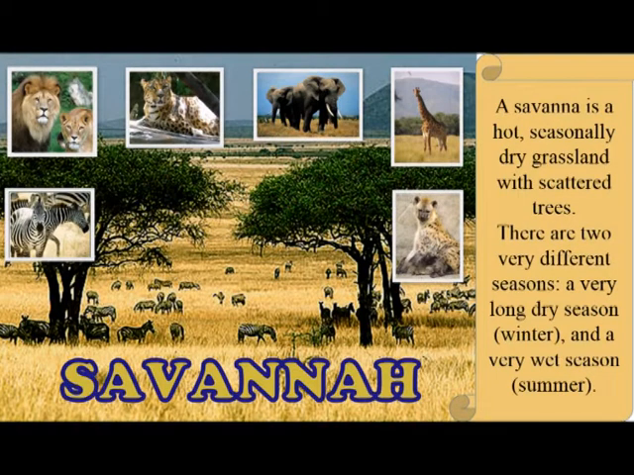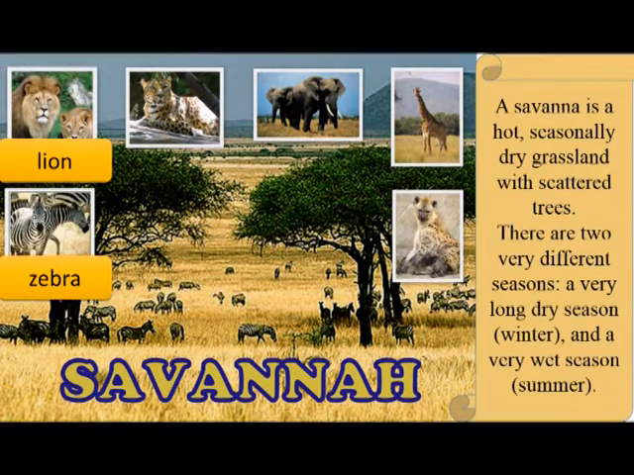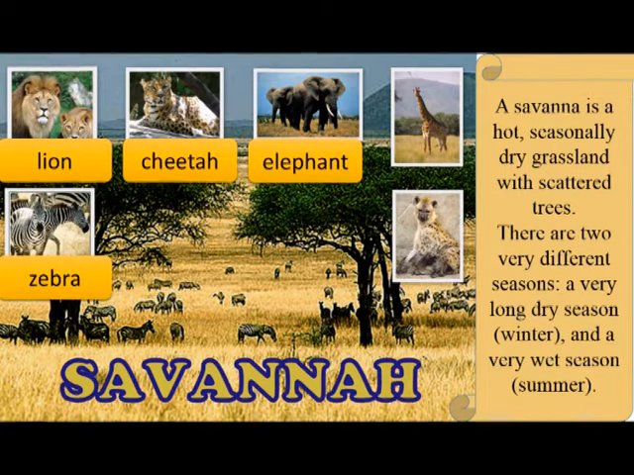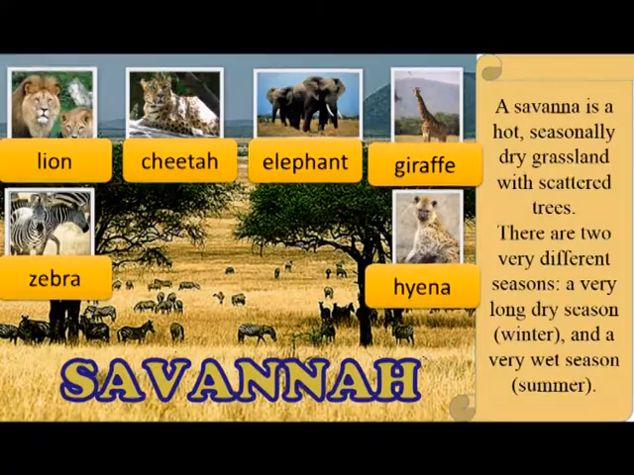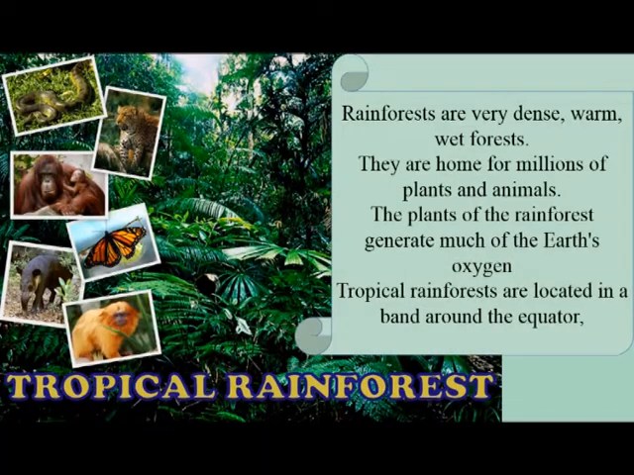Savanna. A savanna is a hot, seasonally dry grassland with scattered trees. There are two very different seasons: a very long dry season, winter, and a very wet season, summer. Examples of animals are zebra, lion, cheetah, elephant, giraffe, and hyena.